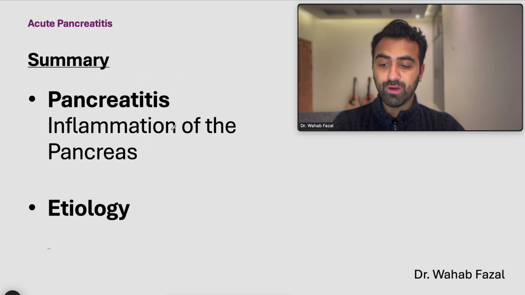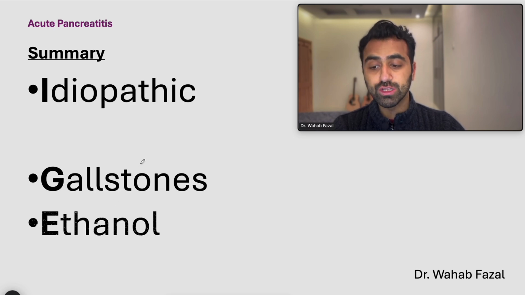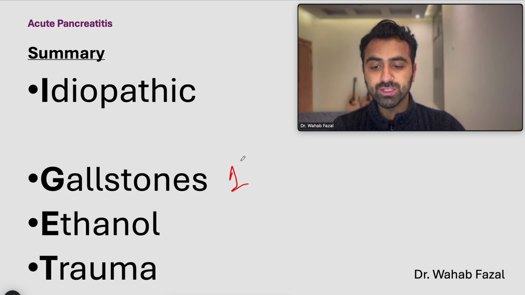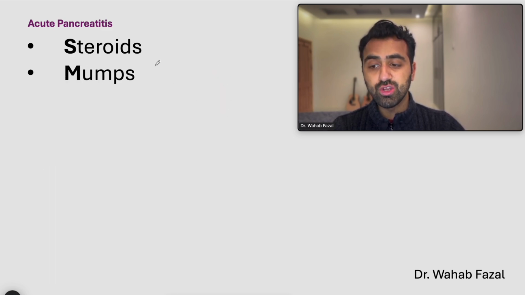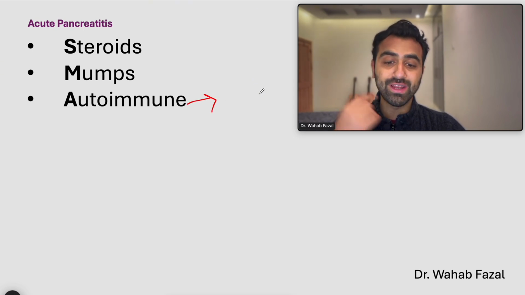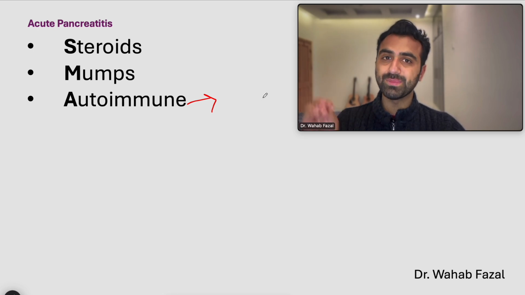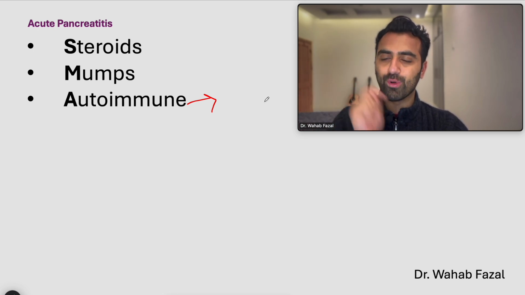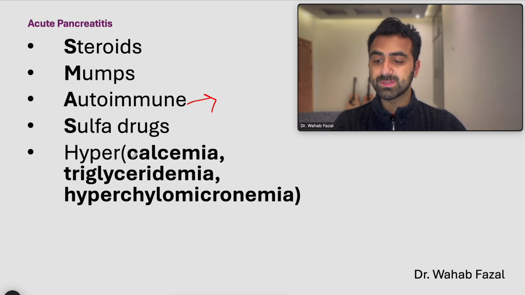Pancreatitis is inflammation of the pancreas. What is the etiology? Well, the etiology is idiopathic, gallstone, ethanol, and trauma. Gallstone is the most important cause, ethanol is the second most, and idiopathic is the third most important cause. And then steroids, mumps, autoimmune diseases like IgG4 related disease, particularly like renal thyroiditis. I'm repeating this again because if something obscure like this comes on the exam, I want you to know this. Then sulfur drugs, definitely very important for the wards as well.